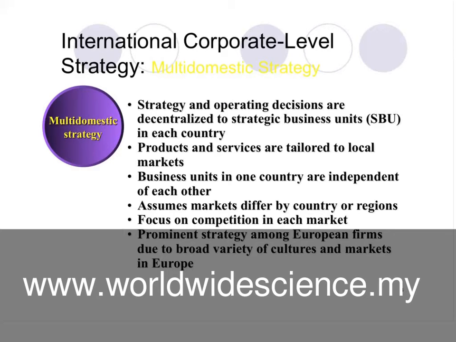So the next bullet point explains it a bit more: your products and services are tailored to local markets. So basically, whichever market you go to, you try to customize what is needed for that certain market. So it's a sort of responsiveness to certain market needs. And business units in one country are independent of each other. So you are basically considering each market as a domestic market. So you have one domestic market in, let's say, one country, and another domestic market in another country. So your approach is different from the other types. It's more of the way you look at things.